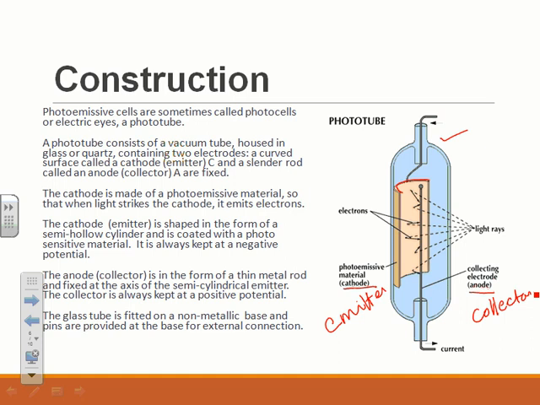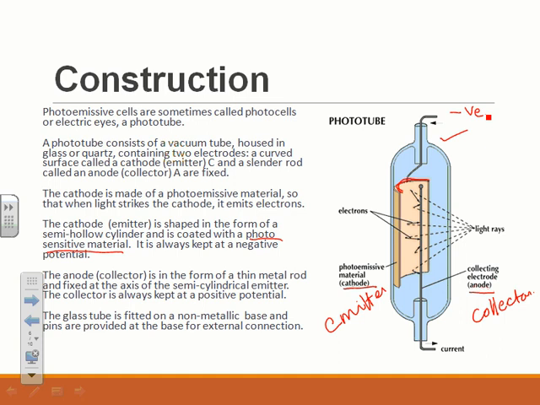The cathode, as I said earlier, is shaped as a semi-hollow cylinder. This is the cathode, and it is coated with photosensitive material. And this cathode is always kept at a negative potential.